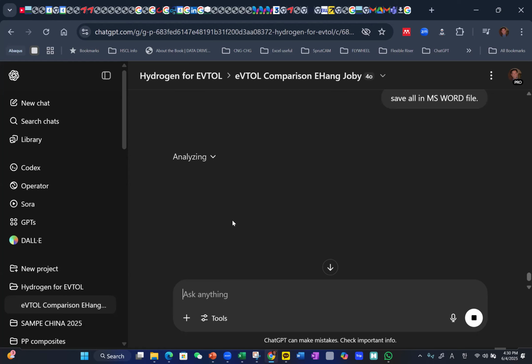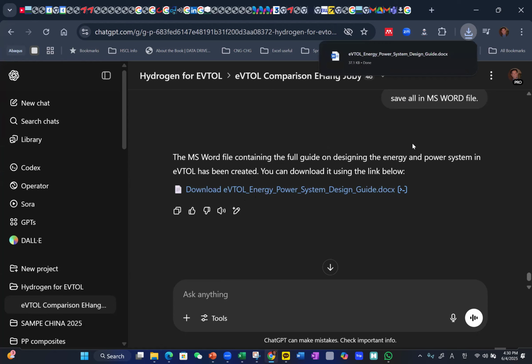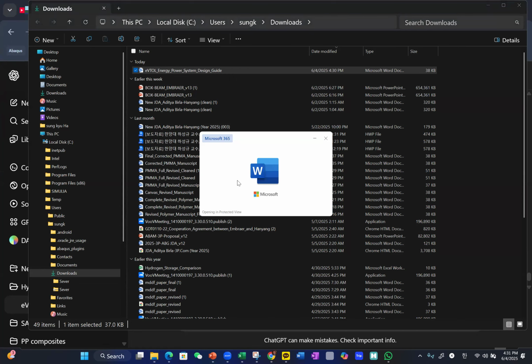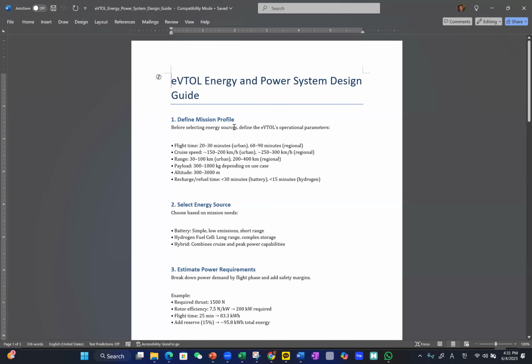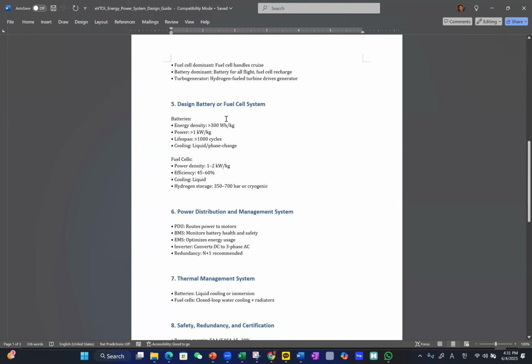Actually, you don't need to read this summary, which was done by others. You can easily do it yourself, in your own way. And when you save the Microsoft Word file, you always need to double check whether all the information is properly saved. I often notice that this covers the eVTOL, energy and power system, and mission profile, and select, estimate, and the design, and so on.